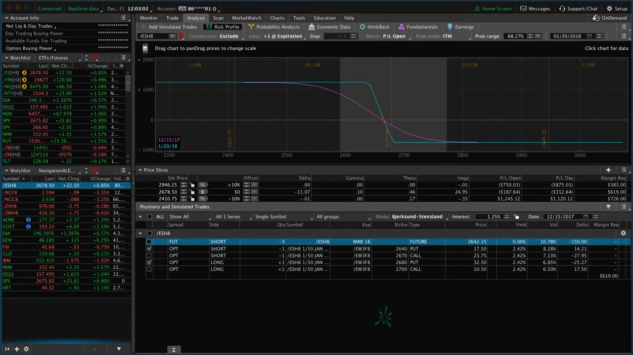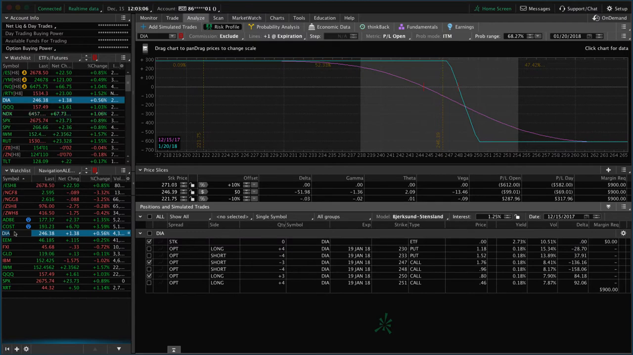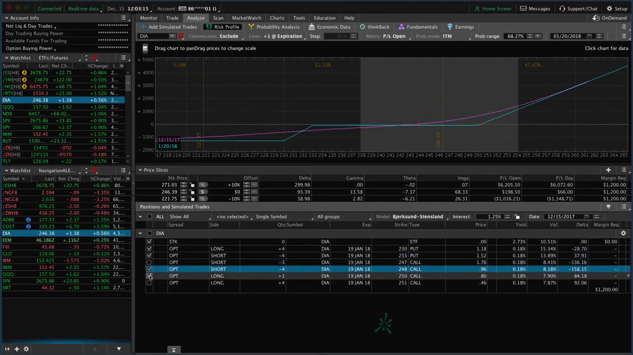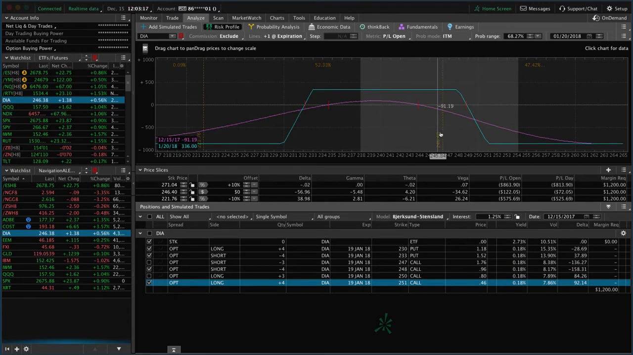And so if we take a look at DIA, there we go. So here's what that looks like. So just looking for some downside to benefit that piece. We also have this other full iron condor on in DIA, which you see is still within our range, so nothing else to do on that piece at this point.